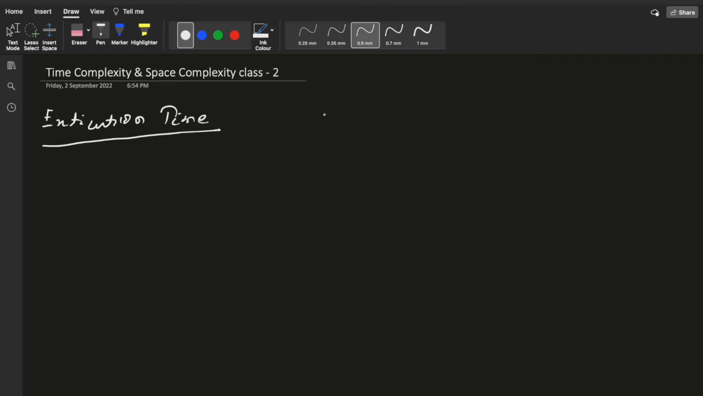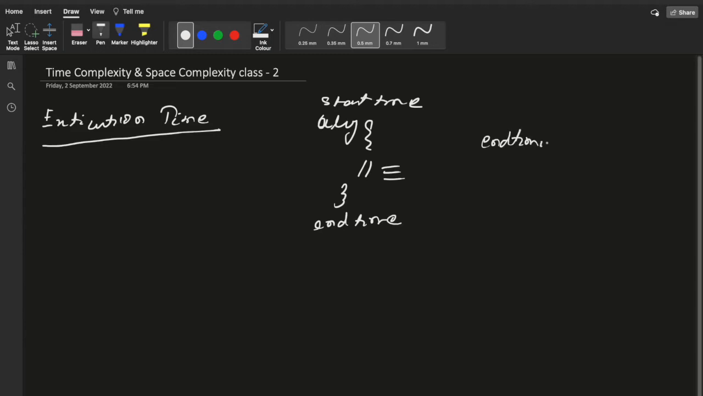Let's say I have one algorithm, so we have some code, and to calculate the execution time we can do one thing here. We can have the start time and we can have the end time. Finally, end time minus start time gives us the execution time.